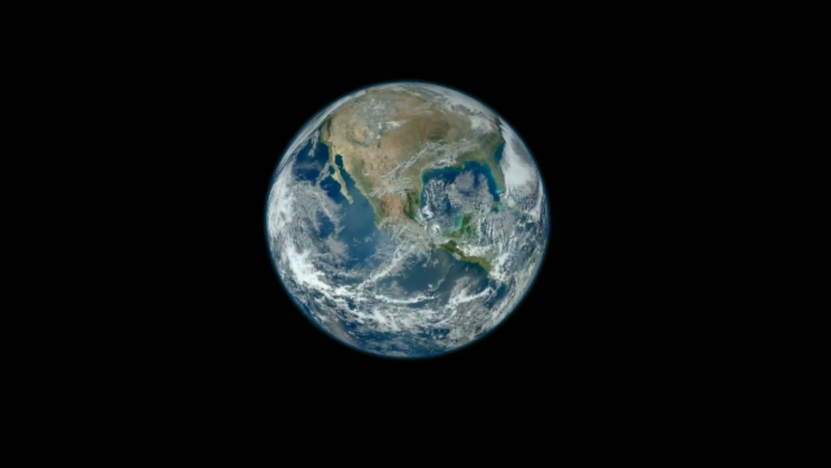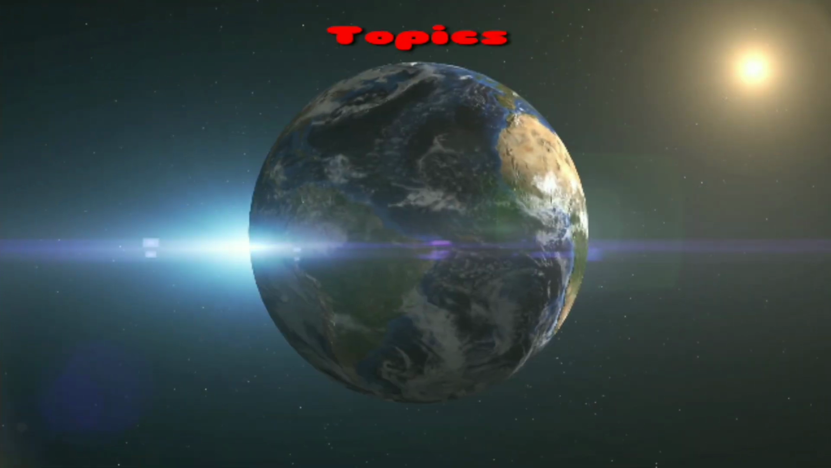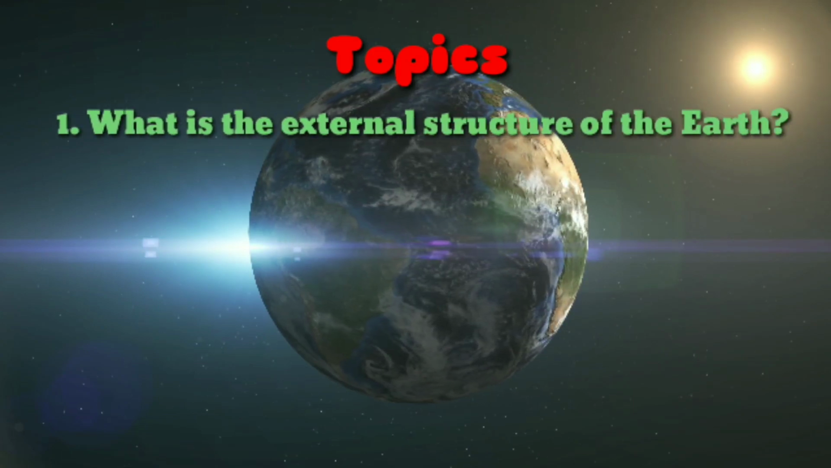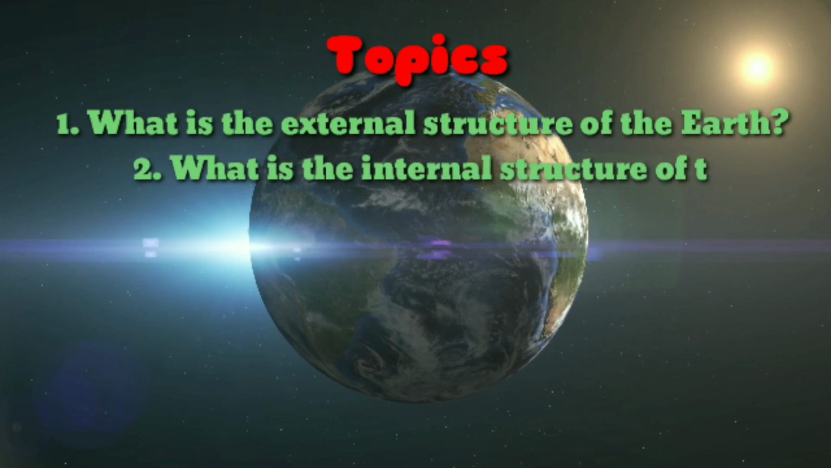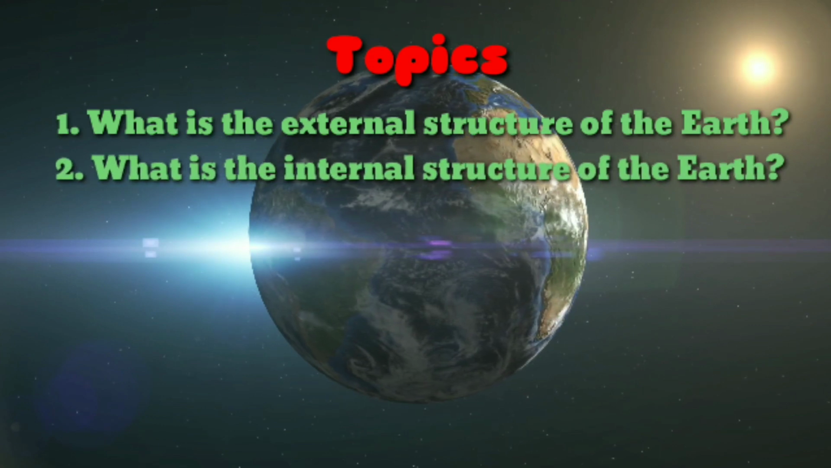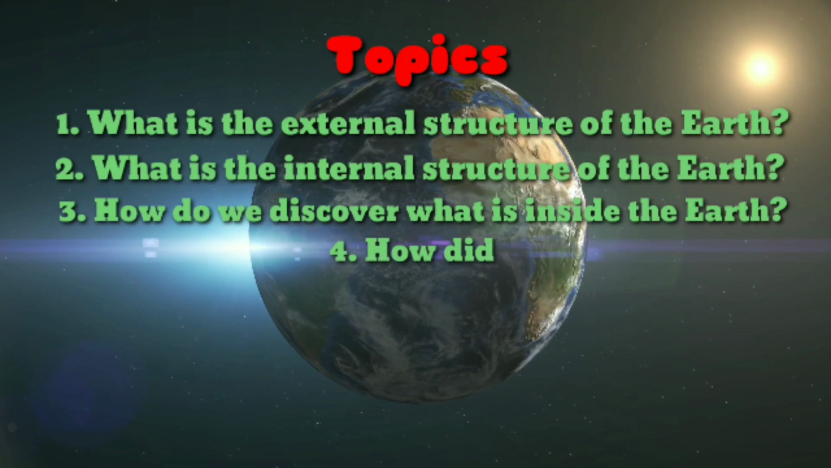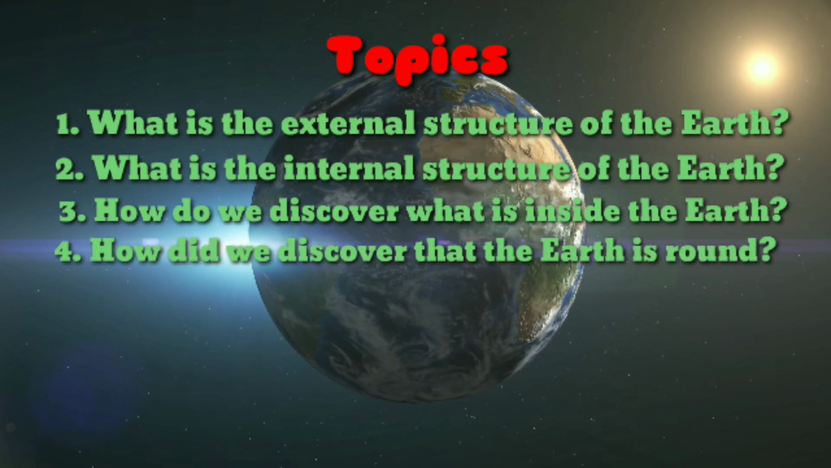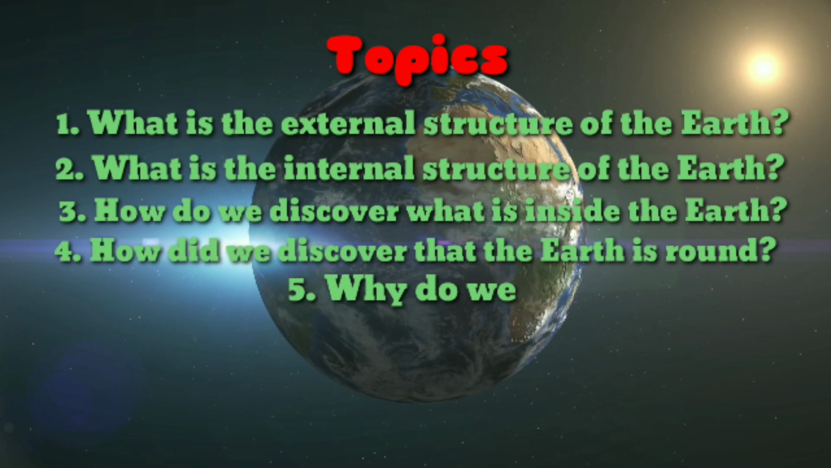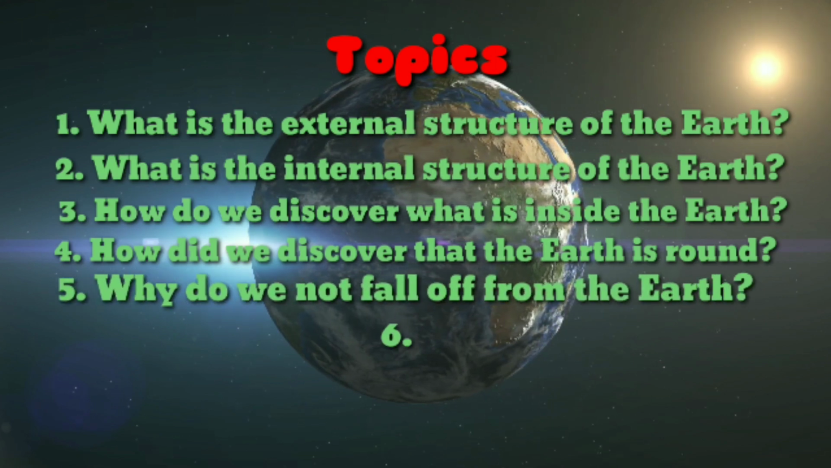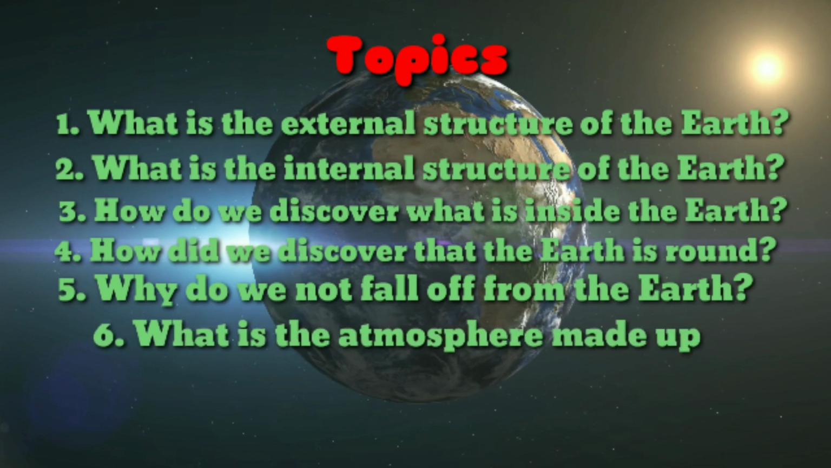We are going to learn something about our Mother Earth. So, we go through these topics. 1. What is the external structure of the Earth? 2. What is the internal structure of the Earth? 3. How do we discover what is inside the Earth? 4. How did we discover that the Earth is round? 5. Why do we not fall off from the Earth? And finally 6. What is the atmosphere made up of?